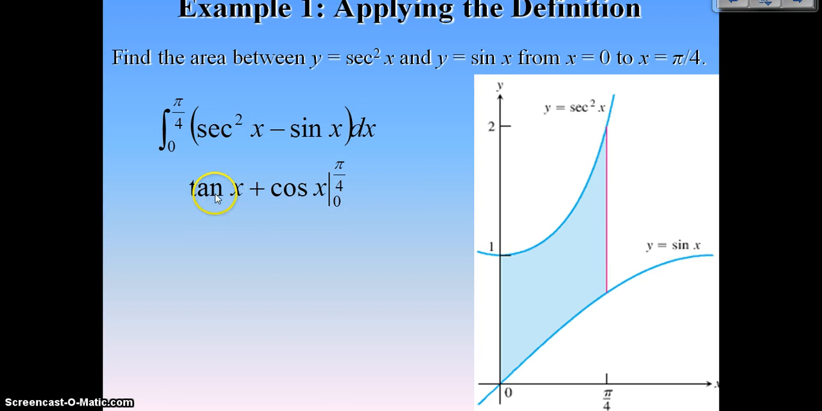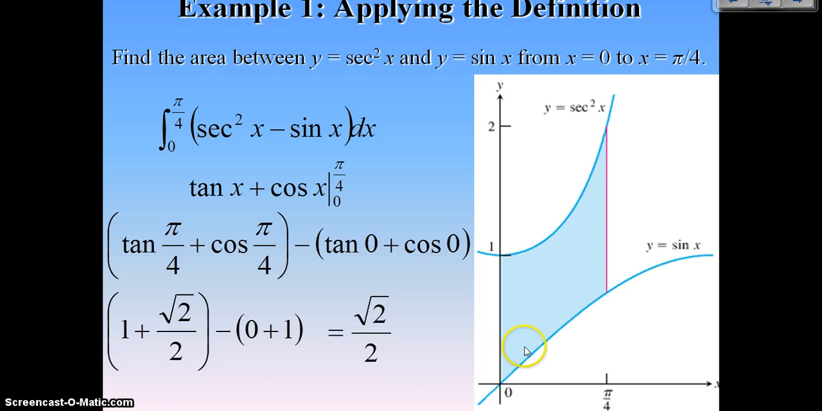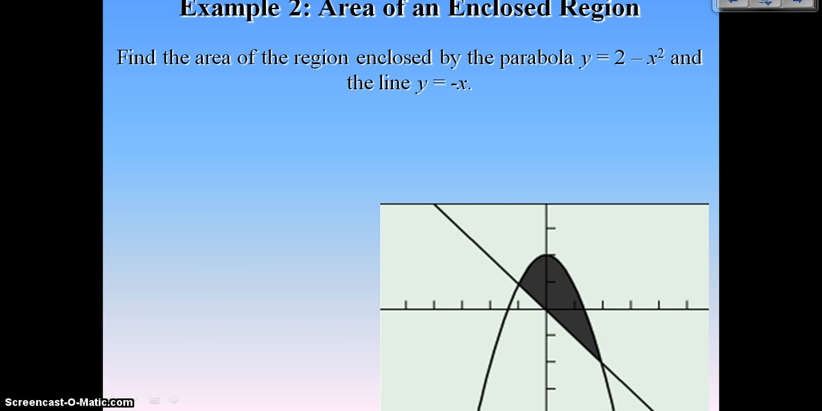The antiderivative of secant squared is tangent. The antiderivative of negative sine is positive cosine, from 0 to pi over 4. Plug in your numbers and subtract. That gives me 1 plus radical 2 over 2 minus 0 plus 1, which all simplifies down to be radical 2 over 2. And move the screen back up here.